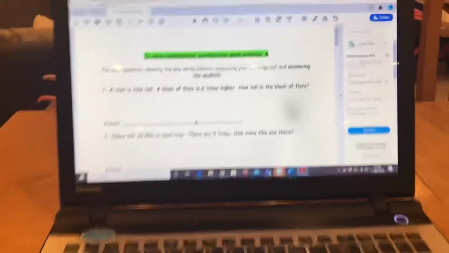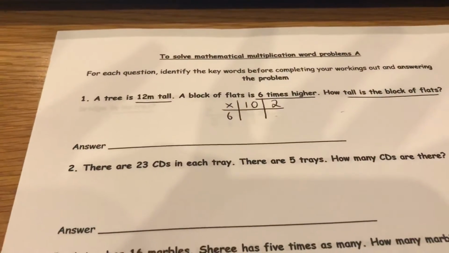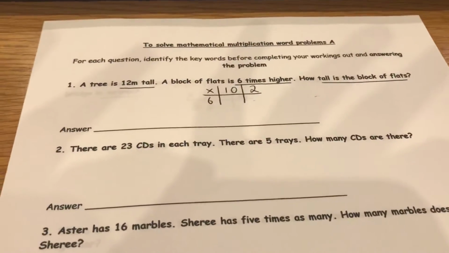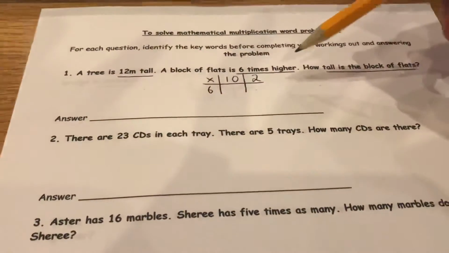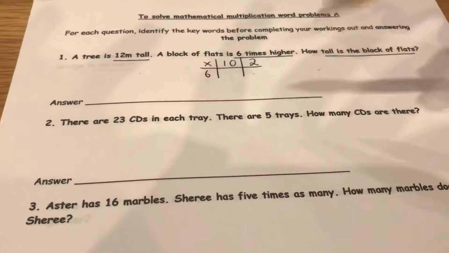So I'm going to show you the first question on the sheet here. So it says, this is the first for A, I'm not going to do the whole thing for you. A tree is 12 meters tall, and I've underlined the key information if you look at that. Okay, a block of flats is 6 times higher. How tall is the block of flats? Okay, so I need to know the height of the block of flats.